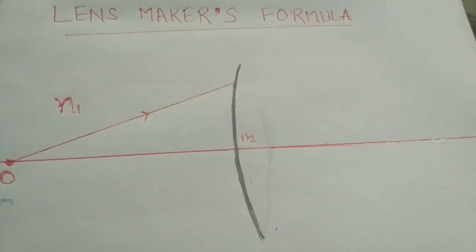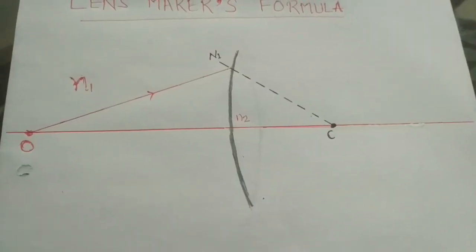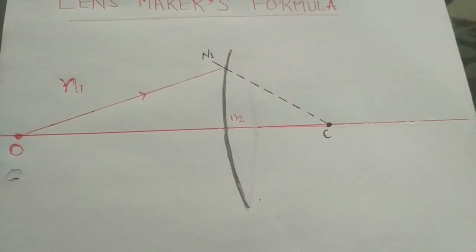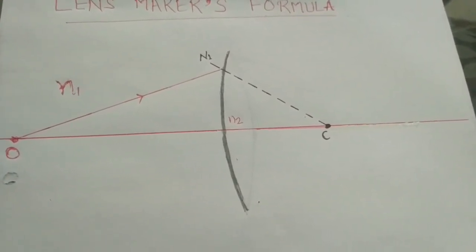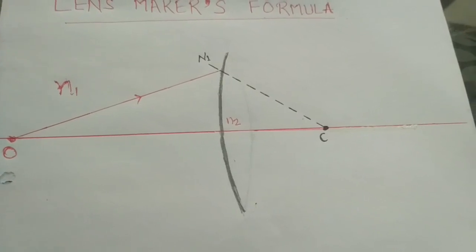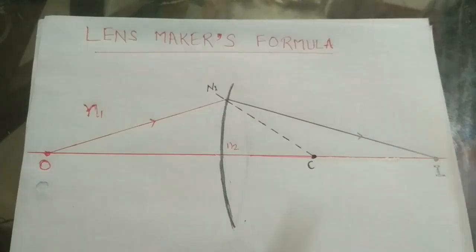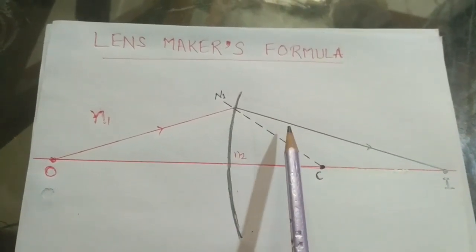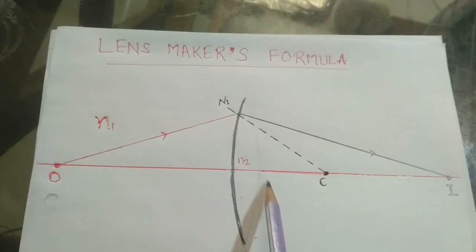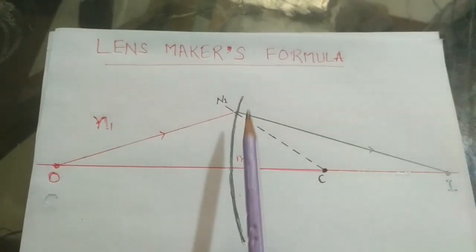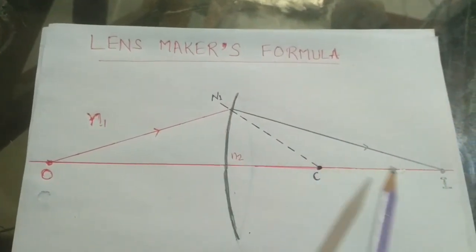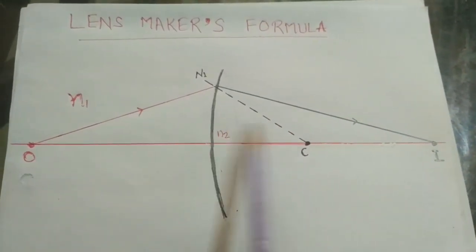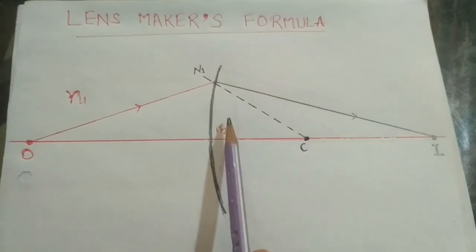So let's do that. First draw the normal. This is C n1, the normal, where C is the center of curvature, and now the ray, meaning light, will bend toward the normal in the second medium. Let's see what happened. Now consider this is the position of the image. Why am I using the pencil? Because there is a second surface, so I'm showing you the image formed by the first surface. The image formed by the first surface will act as the object for the second surface.